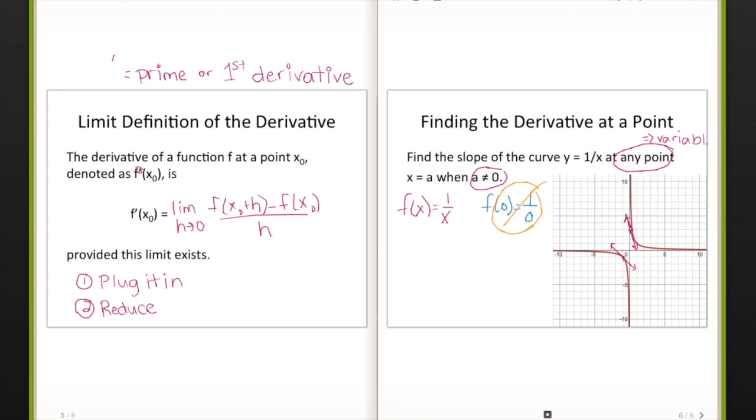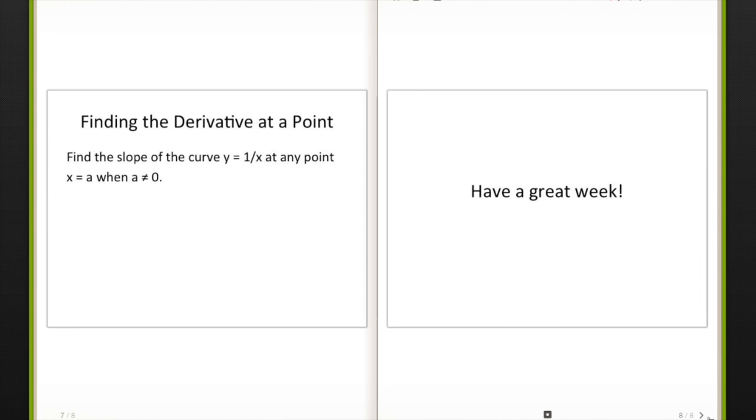You will see examples in your homework that ask you to try to approximate using graphing. But when we're looking at examples that ask you for any point where x equals a, you know you're going to be using a variable and you're going to need to solve algebraically. So with that in mind, let's go ahead and try to solve this algebraically. I'm going to write our formula up at the top so we don't forget it.